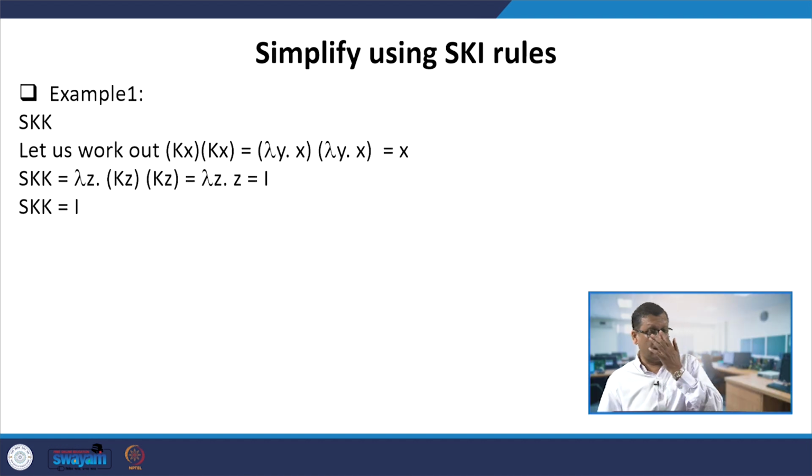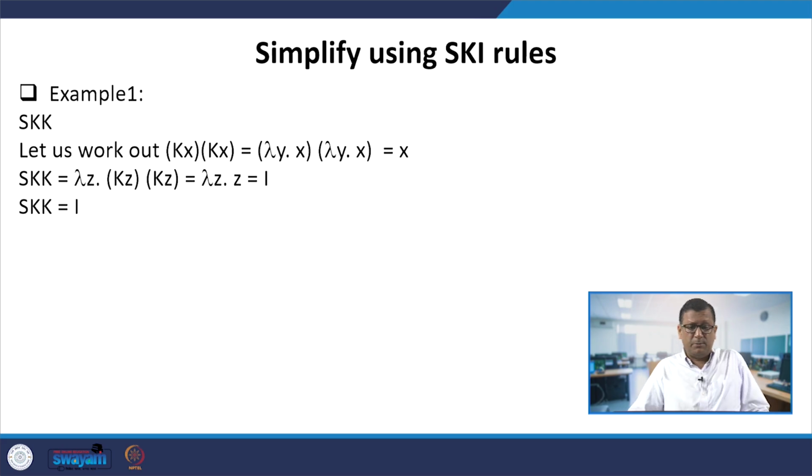Now, let us simplify. The next problem we are going to solve using SKI rules is to simplify a given term, that is, the algebraic equivalences that we are talking about. Suppose we are given S K K. Can we simplify it using some given rules, or can we do it straight away? To what extent can we do it?